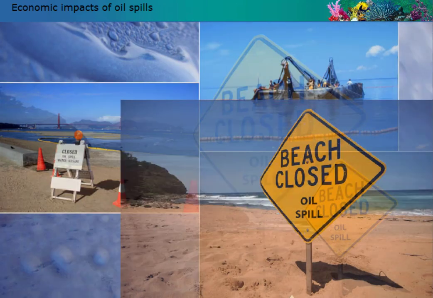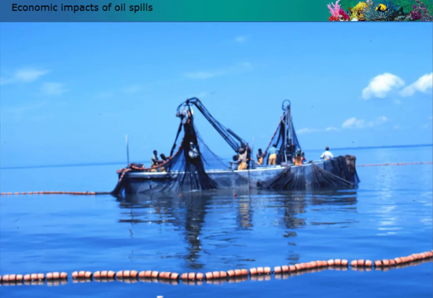Oil spills can lead to economic loss for fishermen and aquaculture. Fishing grounds or gear can be damaged by oil. Sales of seafood might dwindle because people don't trust fish from the affected area.